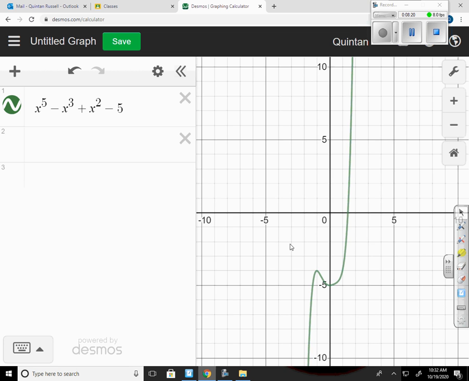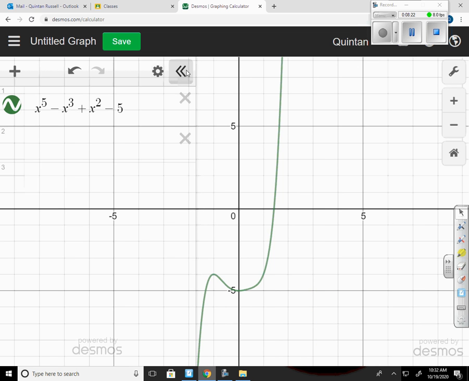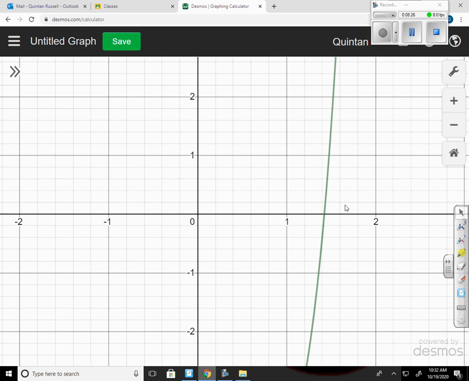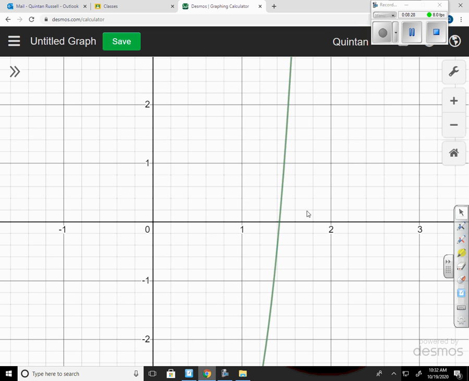So now I can see where my x-intercept is. I can zoom in just by scrolling or grabbing the mouse pad and pulling it apart. And I can click on this equation, and I see that my y is 0 here at the point 1.424. So that's my x-intercept, and I'm done, 1.424.